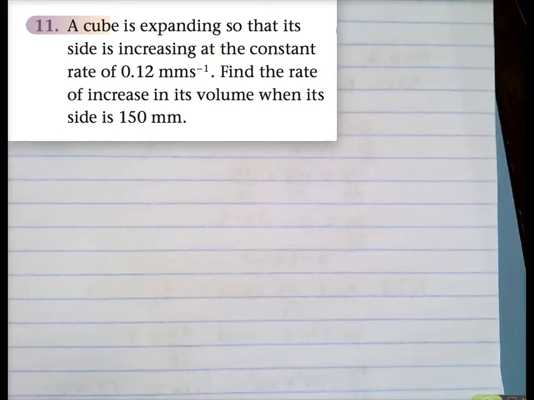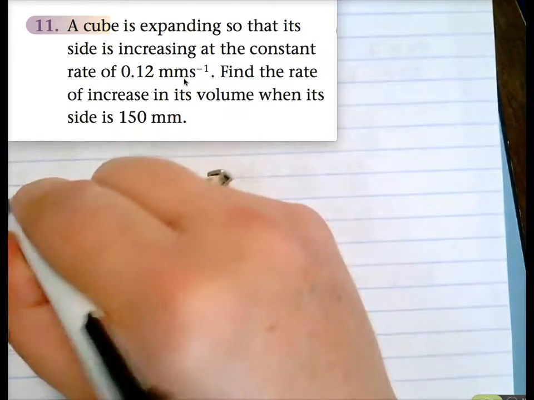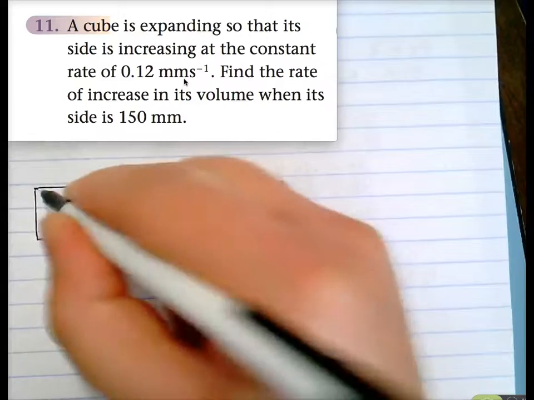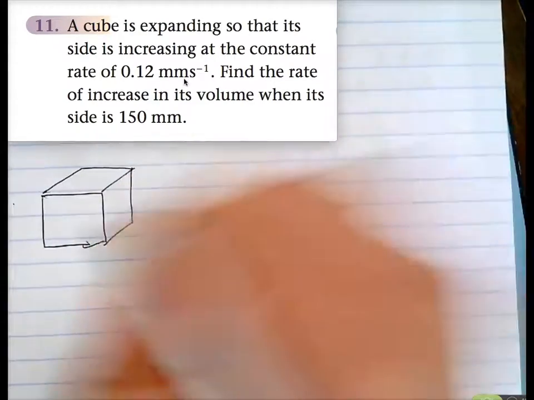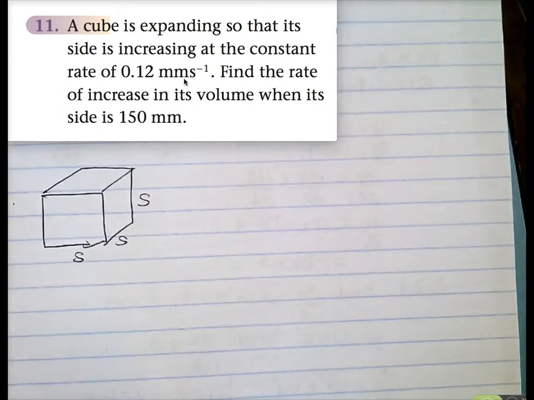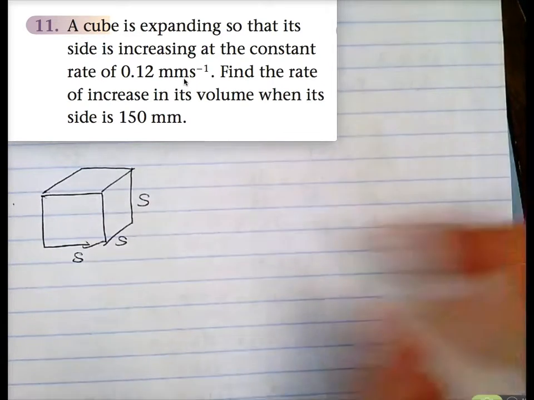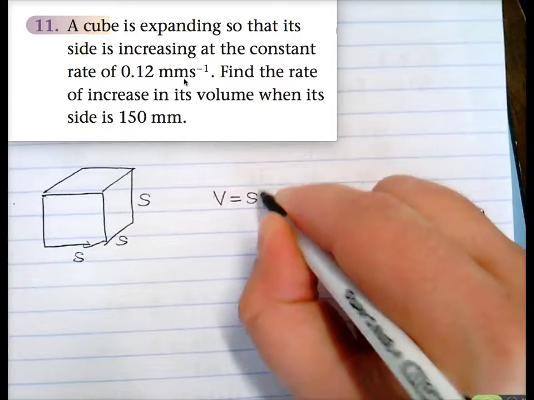Now, they haven't given you any equations, so you're going to have to work out what am I talking about? Is it dV/dt? Is it dV/ds? Is it ds/dt, etc.? That's what we've got to work out for this. Now I'm going to draw a cube. Let's work out everything we know. That's the side length. And what else is this question talking about? Find the rate of increase of its volume. So we should write down the formula for the volume of the cube. So volume is side cubed.